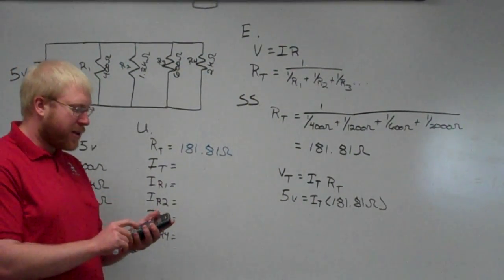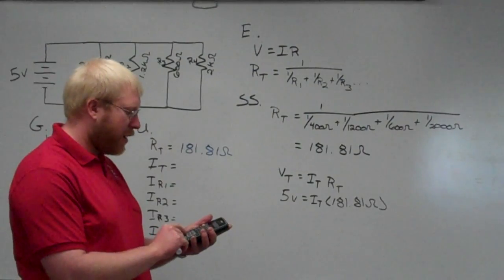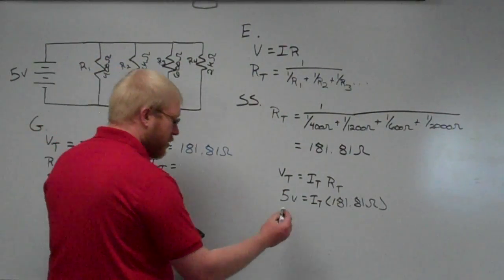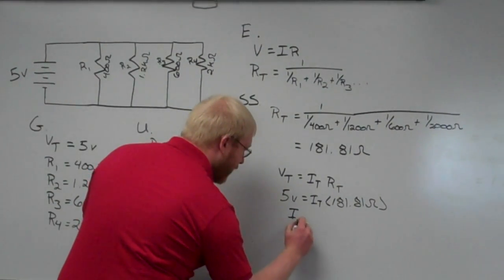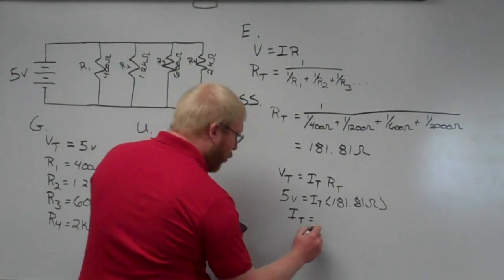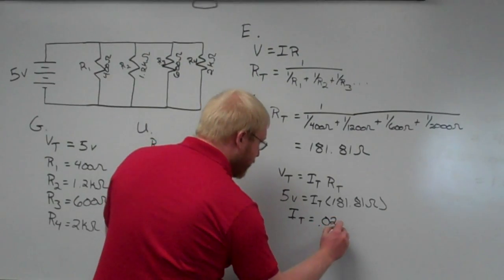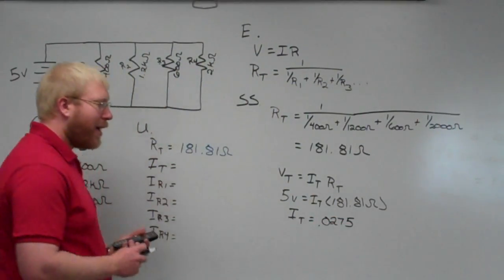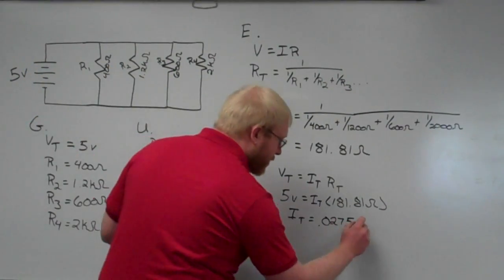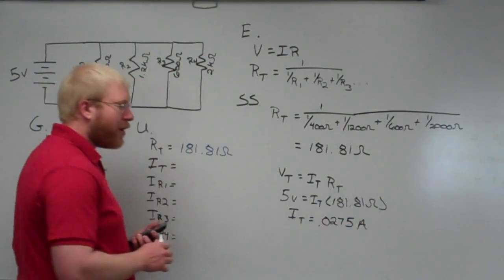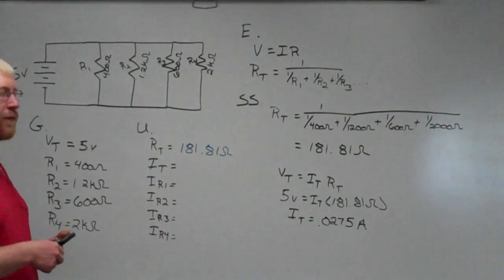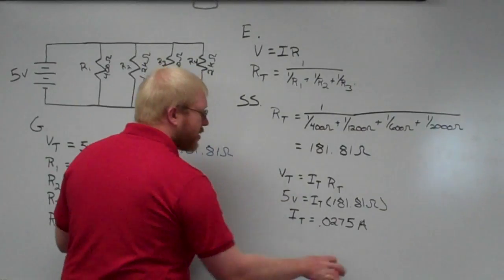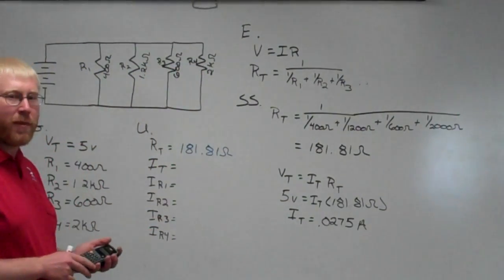If I divide my 5 volts by that 181.81 ohms, that should give me my current total. So I'm going to take 5 divided by 181.81, and I find out that my current total, IT, equals 0.0275. I'm going to round it off there, and that's measured in amps. When I bring that back over to fill in my unknowns, I'm going to use SI prefixes, so I like to have a number in front of my decimal.